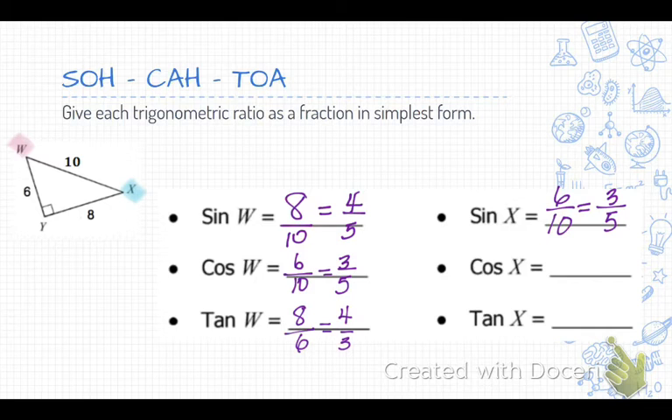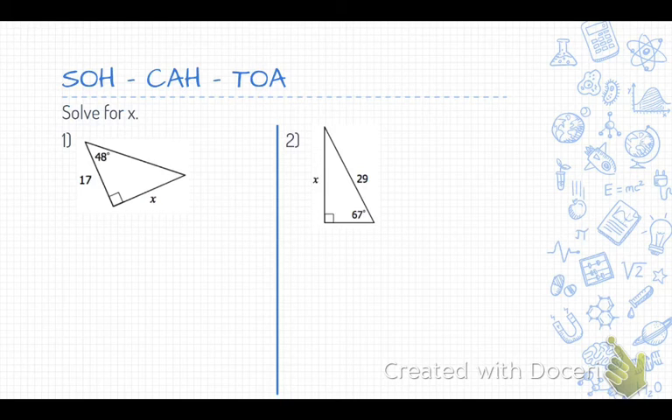Okay. What about cosine x? What is adjacent to x? 8 over what? 10, and that is 4/5. Good. And then finally, I have tangent of x, which is what? 6/8, and that simplifies to 3/4. Now we will probably need our Desmos calculator, okay?